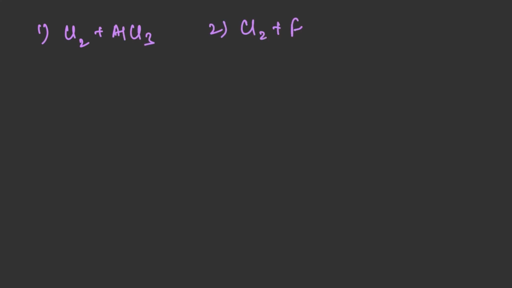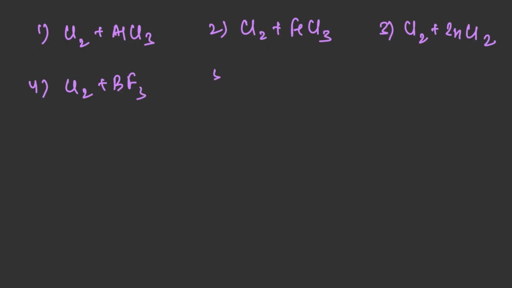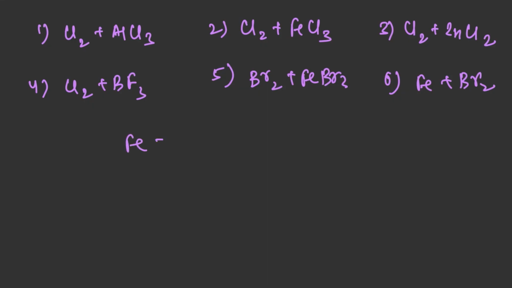Now how do we form chlorobenzene, bromobenzene and all? First we have Cl2 reacting with AlCl3. Second, Cl2 reacts with FeCl3. Third, Cl2 reacts with ZnCl2. Fourth, Cl2 reacts with BF3. Fifth, Br2 reacts with FeBr3. Sixth, Fe reacts with Br2. So what will happen when Fe reacts with Br2? It will form FeBr3.